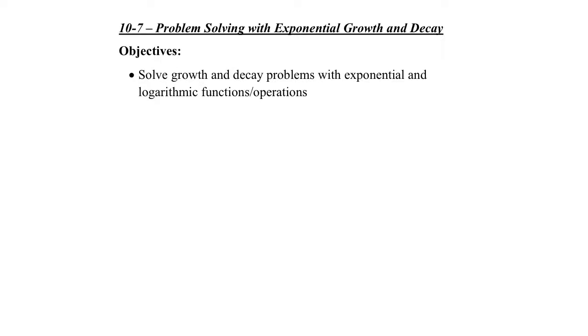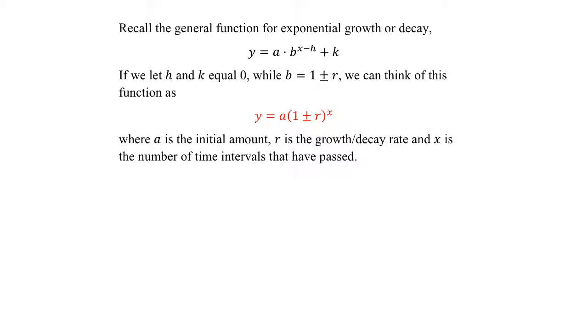Okay, so let's go right into it. Let's jump to that first slide. So first, recall in your mind: the general function for exponential growth or decay is given as y equals a times b to the x minus h plus k. And that was with transformations.